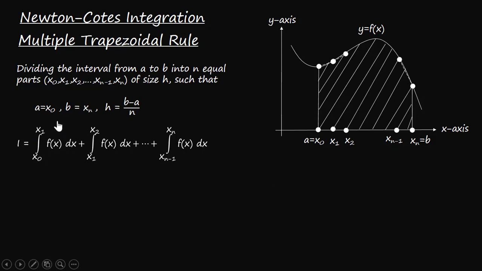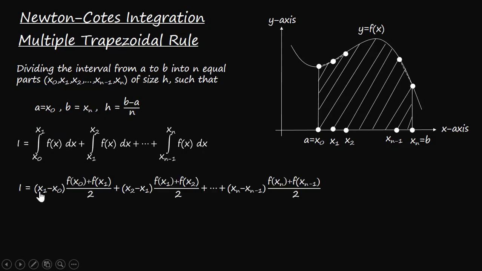Now we will apply the trapezoidal rule on each integral. We will get this expression, which is (x1 minus x0) into (f of x0 plus f of x1) divided by 2, and similarly for the other terms. How have we obtained this expression? You remember, just now we calculated using the trapezoidal rule that the integral of function f of x from a to b with respect to x was (b minus a) into (f of a plus f of b) divided by 2. So here a equals x0 and b equals x1. Here a equals x1 and b equals x2. Here a equals xn minus 1 and b equals xn. So applying that trapezoidal rule on each integral, we get this expression.